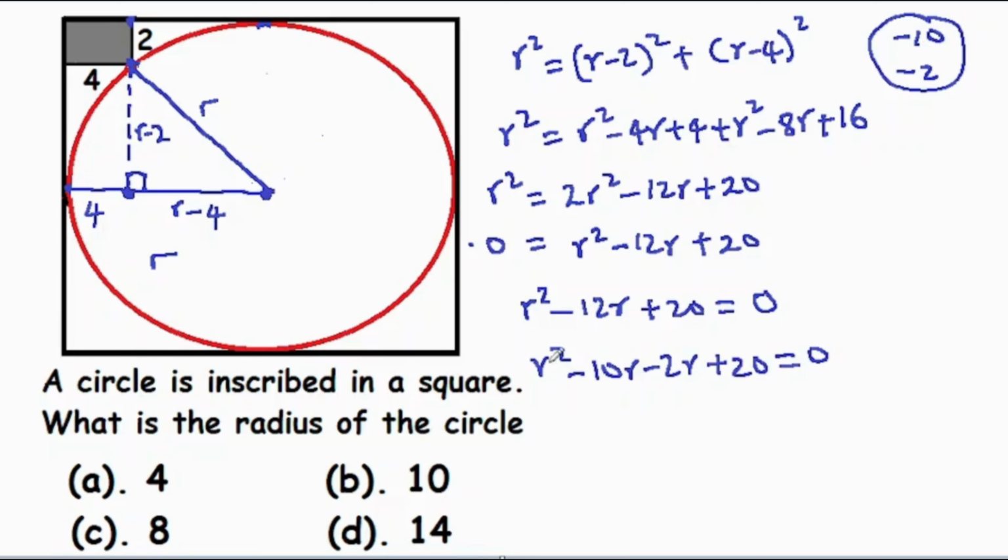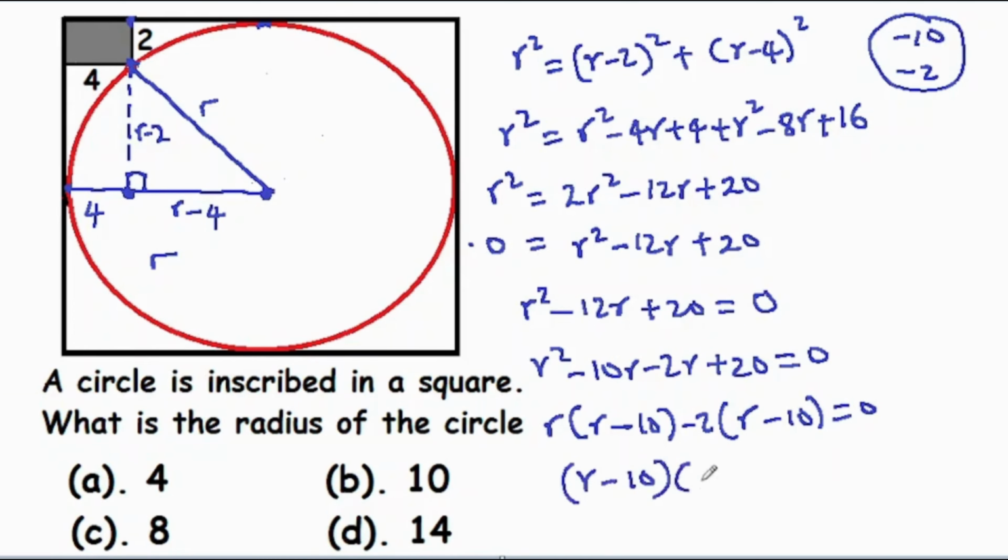So then we can find the highest common factor of r squared and negative 10r. So that's going to be r. Open the bracket, r squared divided by r, we have r. Negative 10r divided by r, that's negative 10. Okay, then we'll consider negative 2r plus 20, and the highest common factor for that is going to be negative 2. So negative 2r divided by negative 2 gives us r, and 20 divided by negative 2 gives us negative 10. So the factors of the quadratic equation are (r negative 10) and (r negative 2).